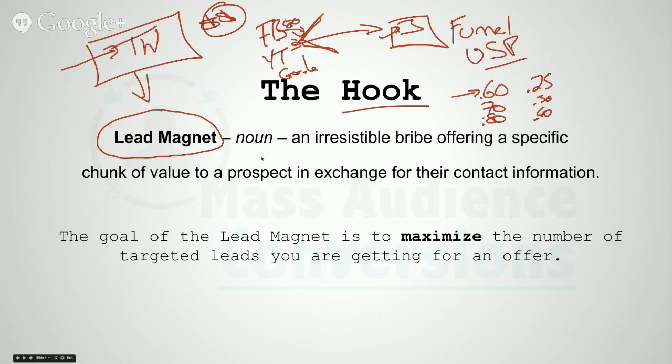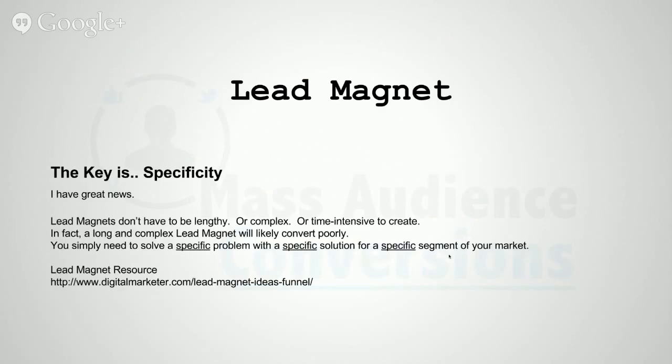So a lead magnet is a noun: an irresistible bribe offering a specific chunk of value to a prospect in exchange for their contact information. The goal of the lead magnet is to maximize the number of targeted leads you're getting for an offer. So basically, there's many variations of a lead magnet, and we're going to be diving through those here today.